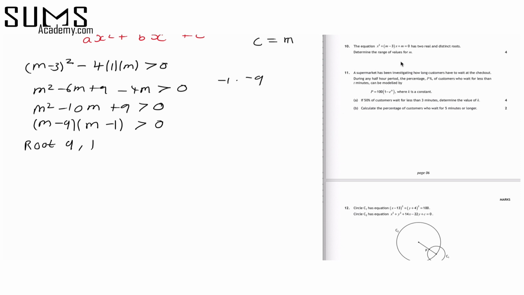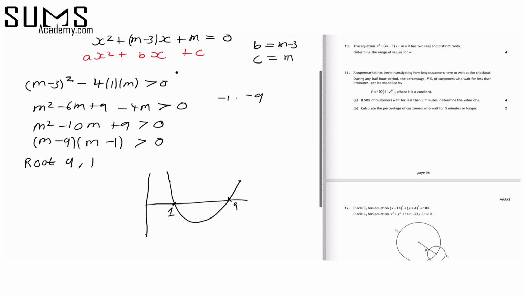Okay, but we're asked to determine the range of the values for m. So that's saying, for what range of values of m will this statement be true? So if we sketch a graph, we're told here that m squared minus 10m plus 9 is greater than 0. So because of this positive m squared, we know that it's going to have a minimum, right? And we know that the roots occur at 9 and 1.